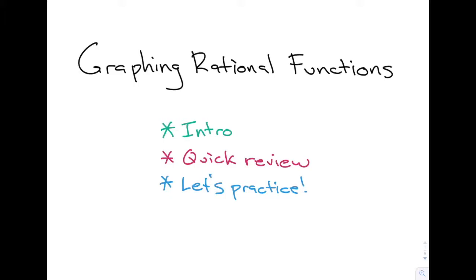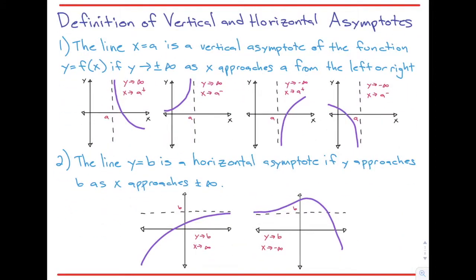So in this video, we'll consolidate all of that learning into a process for quickly getting all the information that we need to graph any given rational function. So we'll review really quick all the things that we've learned up to this point, and then we'll graph one. So of course, the definition of vertical and horizontal asymptotes.